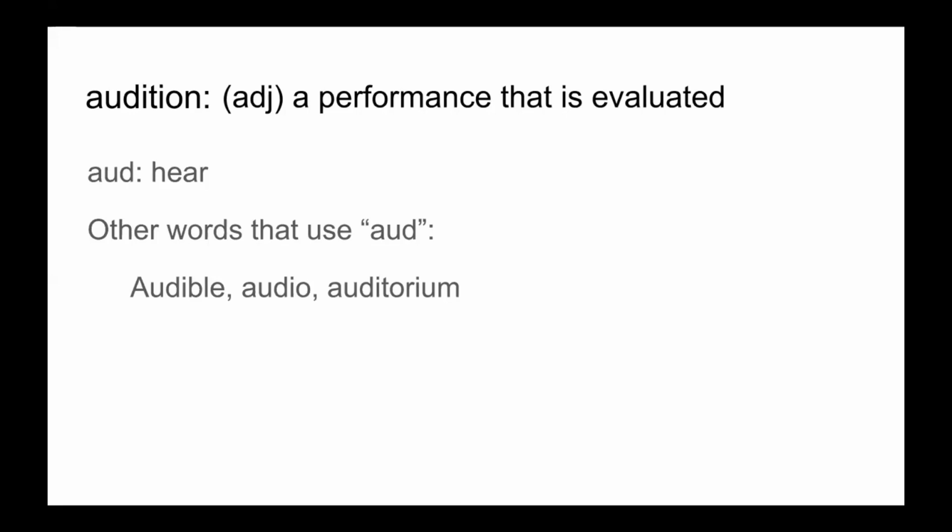And so one way you could see it is that a judge hears you out and hears what you have to offer. So other words that use aud: audible. That means you're able to hear something, or hearable. Audio, auditorium. Auditorium might be a stretch, but the way I saw it was that an auditorium is a big room that everyone goes into in order to hear someone speak or perform. It's all about being in the presence of someone to listen to them. I see someone says audience. That's great. Inaudible. That's great.